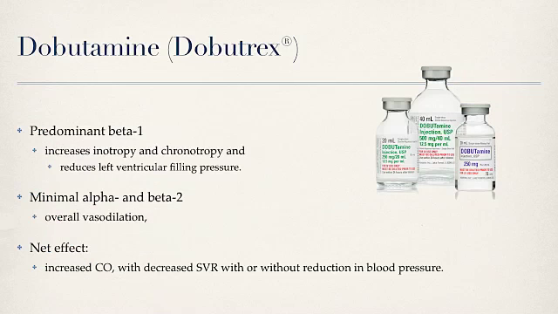Dobutamine is predominantly a beta-1 agonist, so it increases contractility and heart rate. By doing that, it usually reduces left ventricular filling pressure. It also has minimal alpha and beta-2 effects, which probably help reduce overall systemic vascular resistance as well as pulmonary vascular resistance, which again plays a role in reducing left ventricular filling pressure. The net effect is increased cardiac output.